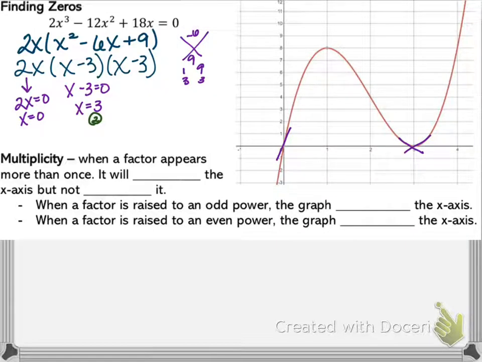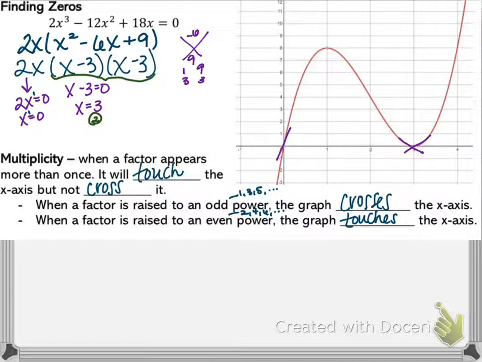So multiplicity is when a factor appears more than once, and it will touch the axis, but it will not cross the axis. When a factor is raised to an odd power, again, odd could be like 1 or 3 or 5, etc., that is going to be when it crosses the x-axis. But if the factor is raised to an even power, 2, 4, 6, the graph is going to touch.